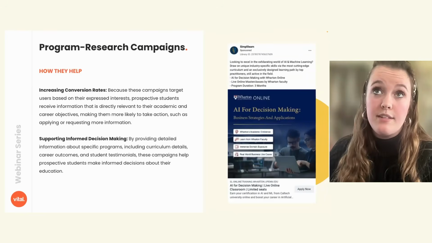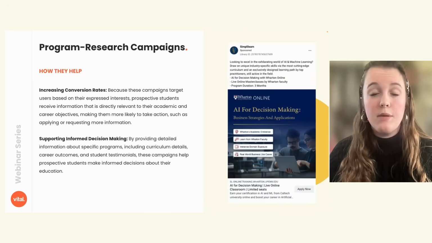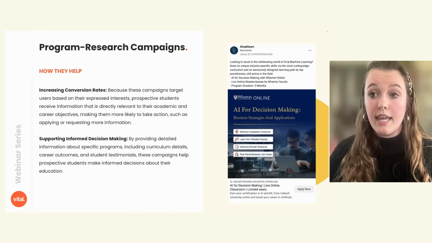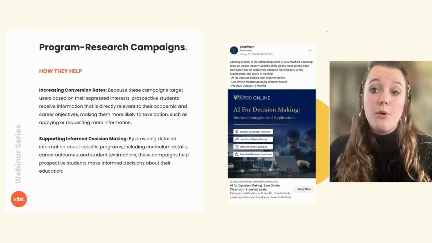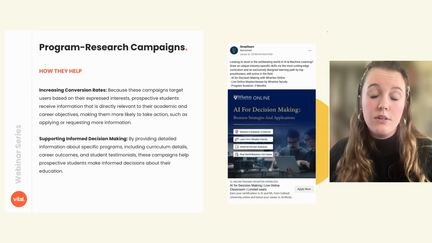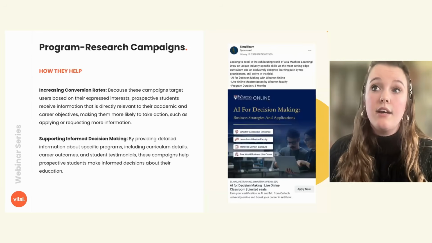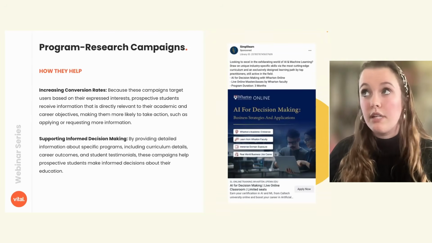Ultimately, these types of campaigns increase our overall conversion rate. When we get into program-specific keywords, they're very expensive. This is a way to make costs a little bit cheaper while still bringing in conversions and qualified leads. It also helps support informed decision-making. We want students to feel confident in their decisions, and we want them to feel good that whatever program they decide to pursue has everything they're looking for in their ultimate career and degree goals.